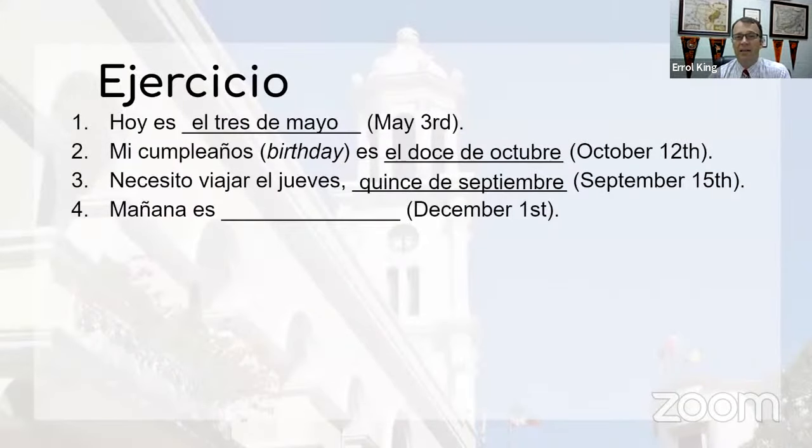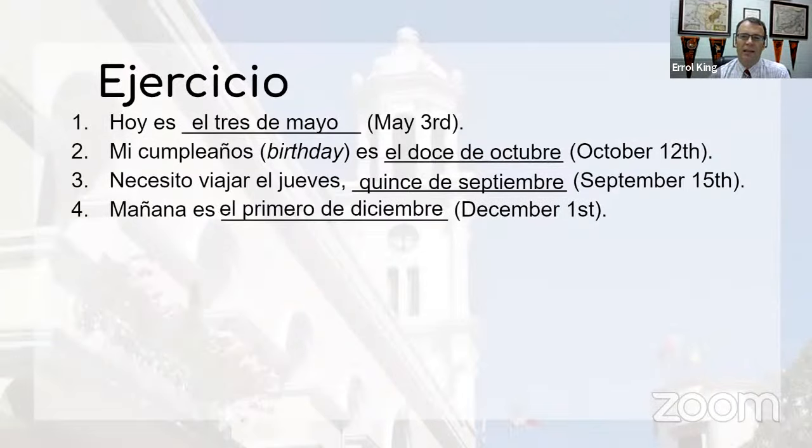Mañana es December 1st. As you're doing this one, remember the first day of each month is kind of special. We treat it a little bit differently. All right, and the answer is mañana es el primero de diciembre.